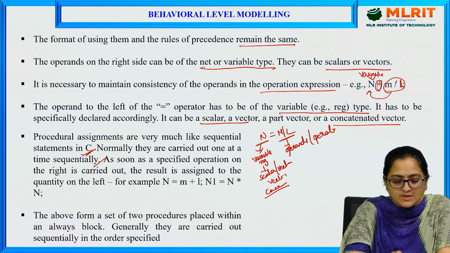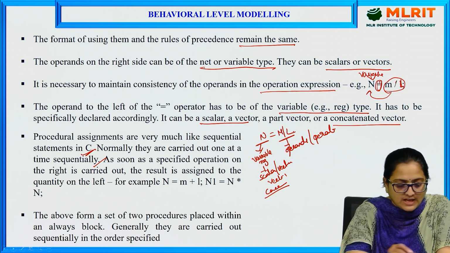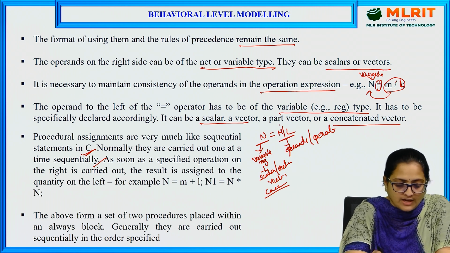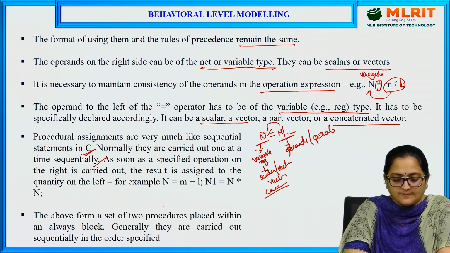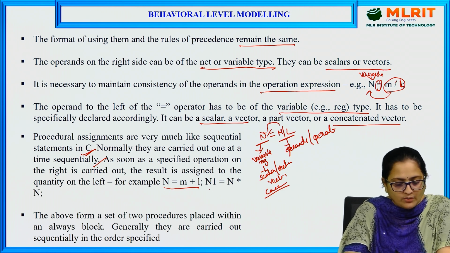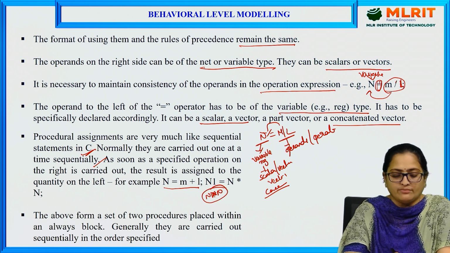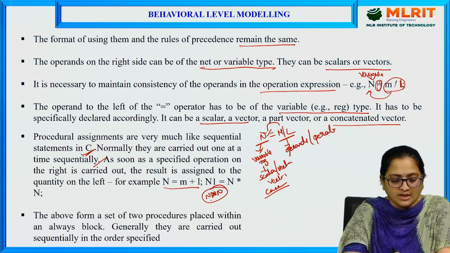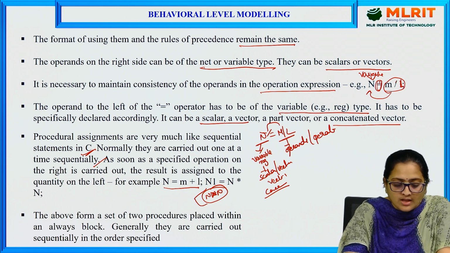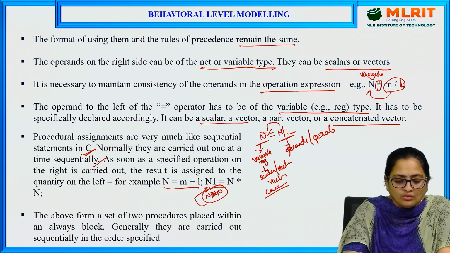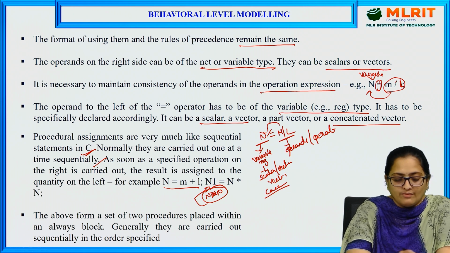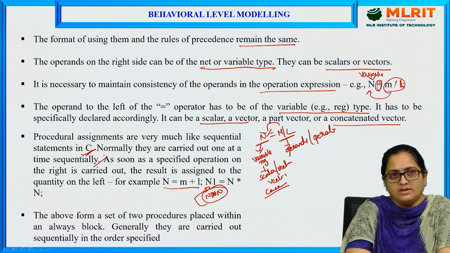As soon as a specific operation on the right hand side is carried out, the result is assigned to the left hand side. Here, for example, n is equal to m plus n, or n1 is equal to n into n. It performs an operation of n into n. After performing the specified operation, it will be assigned to n1. So, all the statements here will be executing sequentially with time.